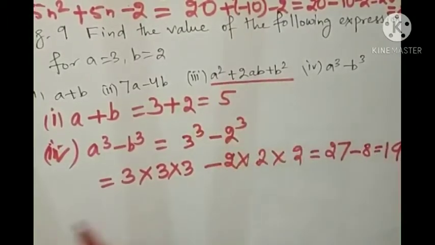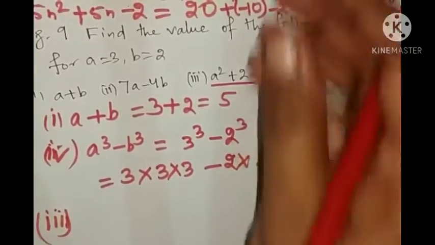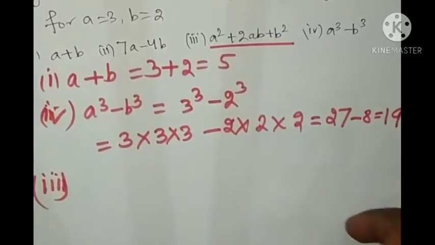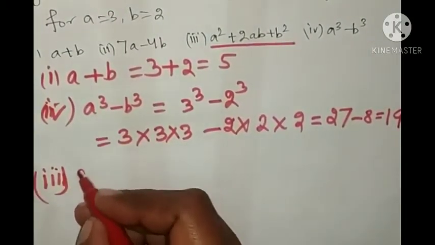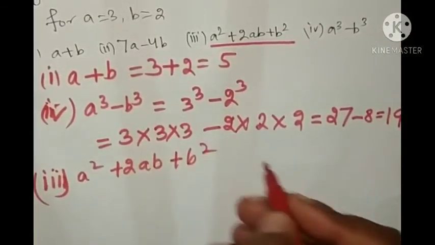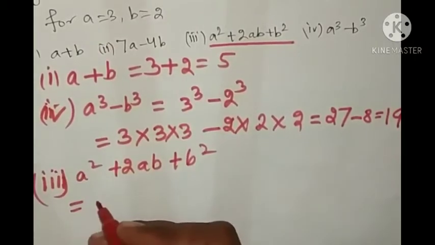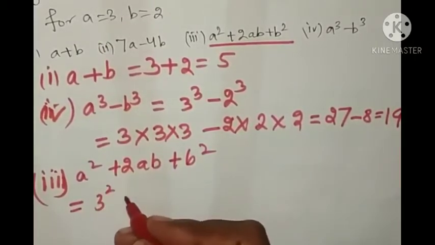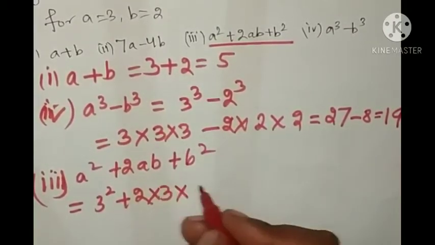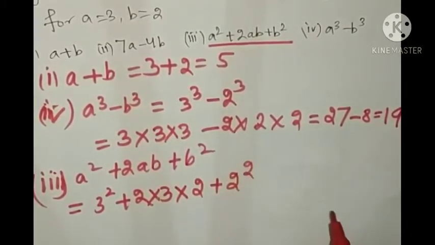Okay, I will do this one, part iii. So let's see: a square plus 2ab plus b square. Okay, so it is how much? We'll put the value. a means 3. 3 square plus 2 into a, which is 3, into b, which is 2, plus b square, which is 2 square.